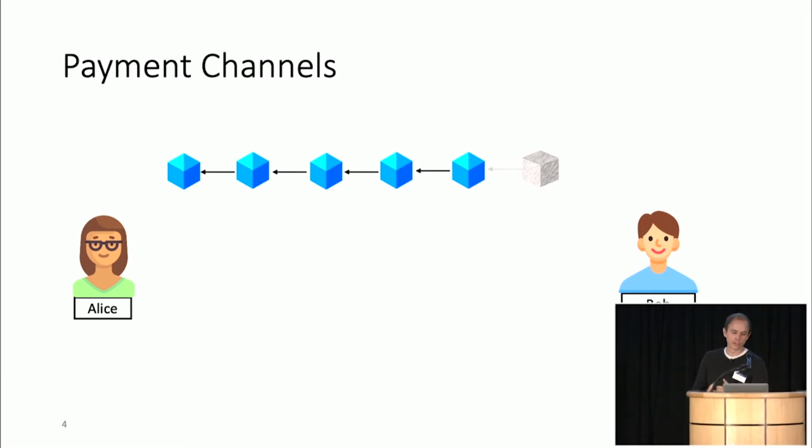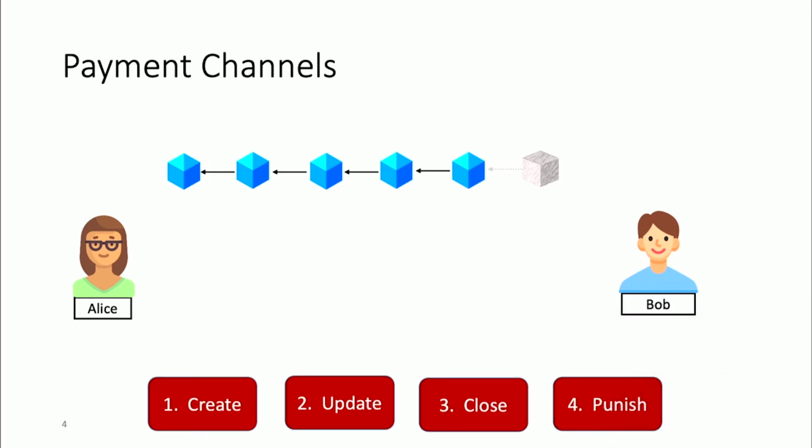And what are payment channels? Let me quickly give you an introduction. They consist of 4 phases. We have 3 mandatory phases, so to speak: create, update, and close. And then there's 1 optional punish phase in case something goes wrong.